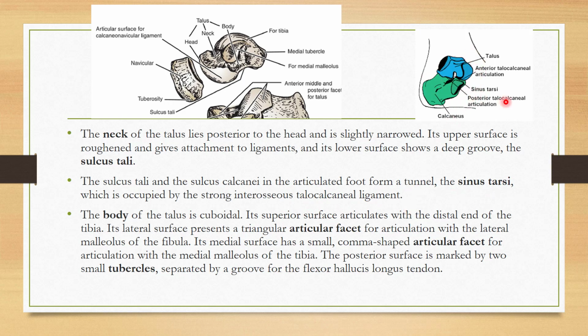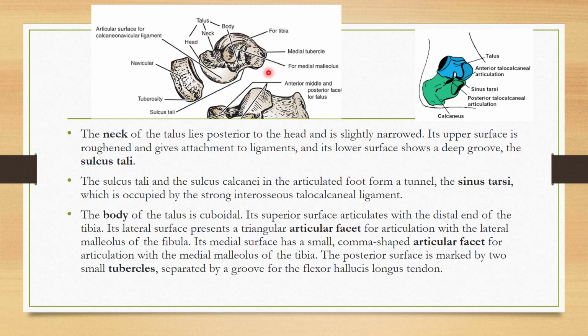Why is it named as sinus? Because sinus is a blind space which is not communicated with anything, and it is present in the tarsal bone. That's why it is named as sinus tarsi, and it is formed by two sulci, one sulcus in the talus bone that is named as sulcus tali, and one sulcus in the calcaneum bone which is named as sulcus calcanei. So it is the combination of two sulci. This is sinus tarsi. It is occupied by strong interosseous talocalcaneal ligament.